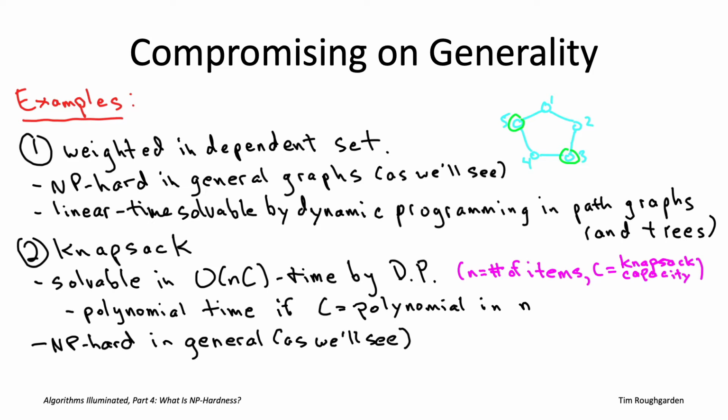So those are two examples you may already be familiar with of special cases of NP-hard problems that can be solved in polynomial time. There are many more examples, and we'll actually see a couple other examples as we go through the video playlist. For example, for graph coloring and satisfiability, we'll see polynomial time solvable special cases.